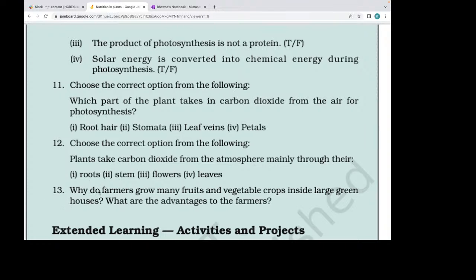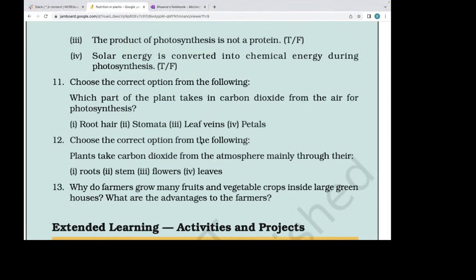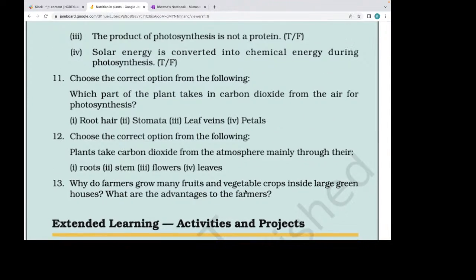Now this last question, why do farmers grow many fruits and vegetable crops inside large greenhouses? What are the advantages to the farmers? This last question you will do yourselves. This is for you, this is your assignment.